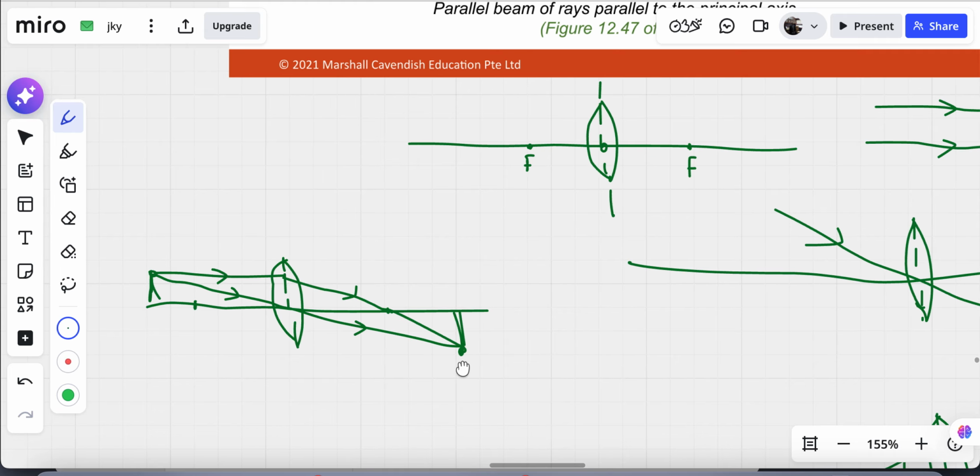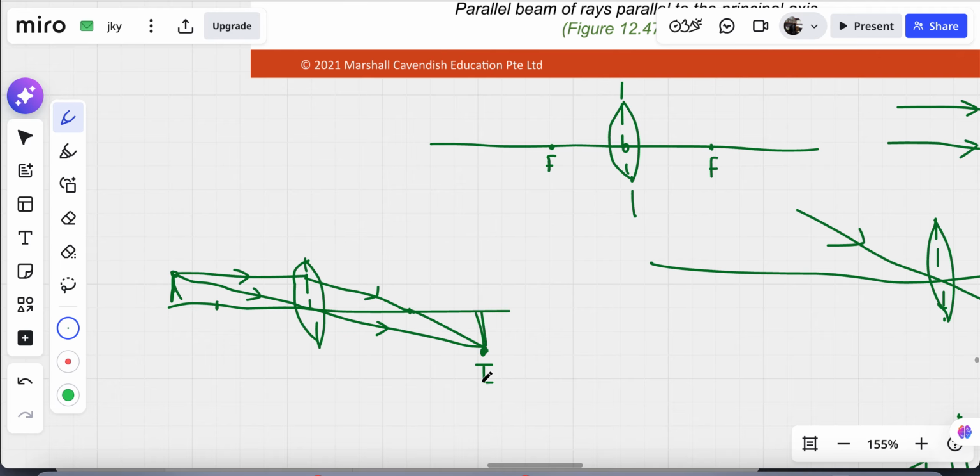This is the image. They are real, so you don't use a broken line. The image formed by a convex lens is a real image. This is the image formed, and it is inverted. And then you can now describe its characteristics. But we have a video on this one.